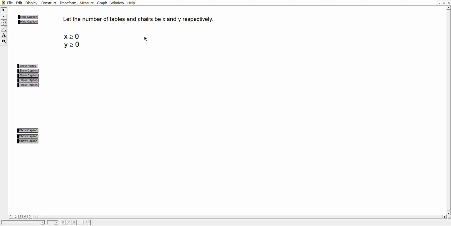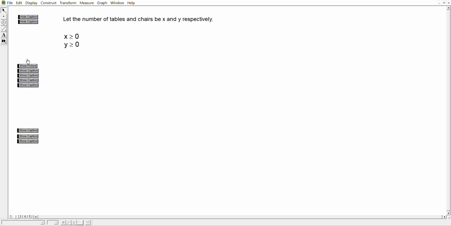Now X and Y, the number of tables and chairs, are whole numbers or natural numbers. So the value of X must be greater than or equal to 0. That means you must have at least 0 chairs, 1 chair, 2 chairs, 3 chairs, and so on. Similarly, for tables you have 0 tables, 1 table, 2 tables, 3 tables, and so on. That is why we arrive at this inequality: X must be greater than or equal to 0, Y must be greater than or equal to 0. You cannot have negative chairs and negative tables.